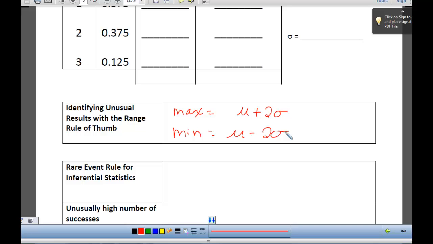The rare event rule for inferential statistics. Remember, we consider an event to be unusual when it has a probability that's less than what? 0.05. Very good. So that's going to be our guideline to say that something is usual or unusual when it's less than 0.05.